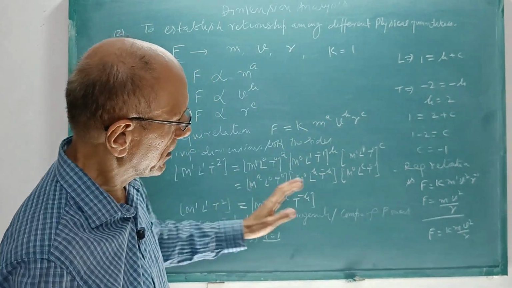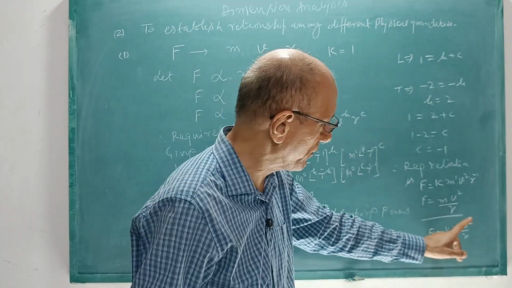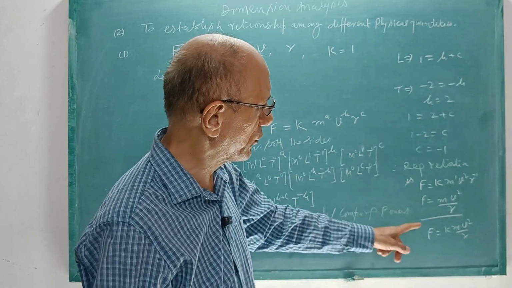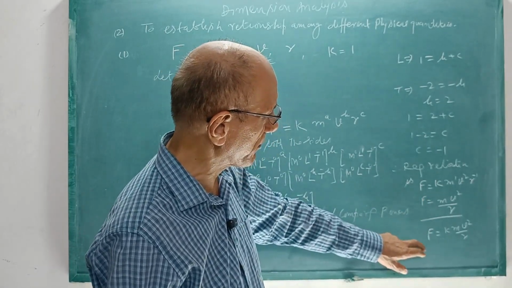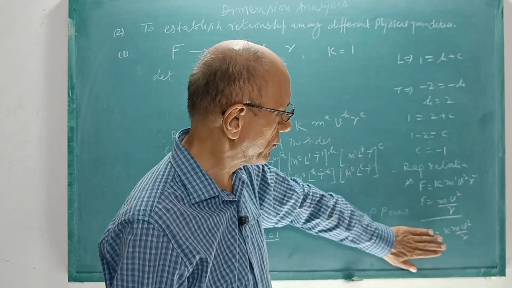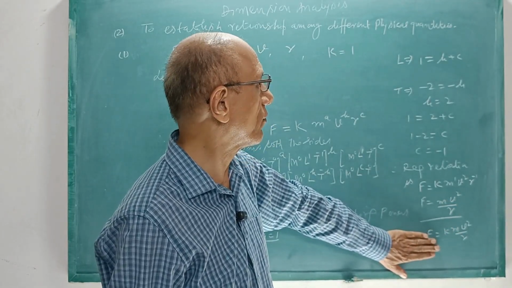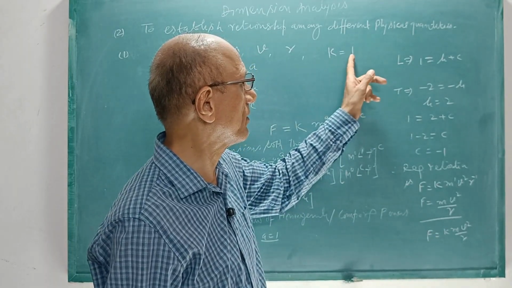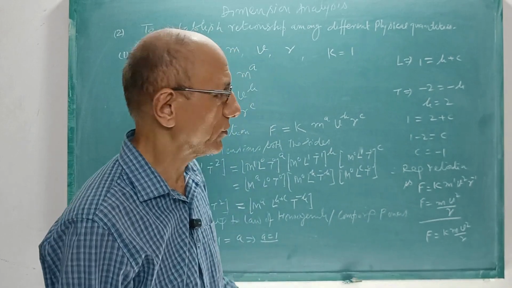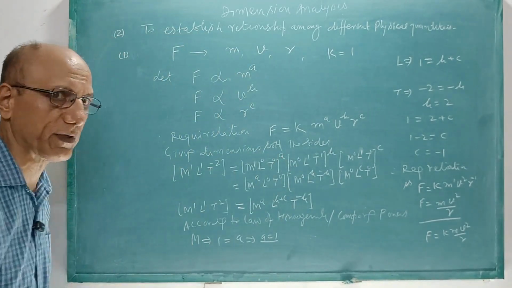That means f is equal to k m v square by r, and since k is given to you, then you can write one step after that, f is equal to 1 m v square by r. Otherwise your question will get finished here if you are not given the value of k. If the value of k is given, then one more step you have to write. So this is how the question is to be solved.